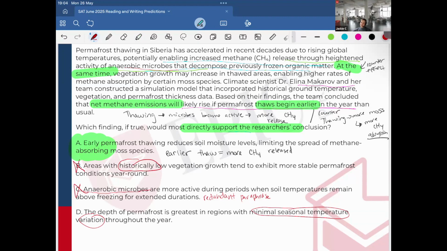Wasn't that so amazing? If you thought this one was tough, feel free to go back, pause, redo it again, or go through the breakdown of each sentence to understand what's happening with the thaws and the more net methane emissions. Then I would practice much more of these scientific type directly supports questions, or even get familiar with undermine ones as well, because I'm sure you're going to see something similar on the June SAT. Again, not this exact passage, but definitely you're going to have a scientific one in some capacity.